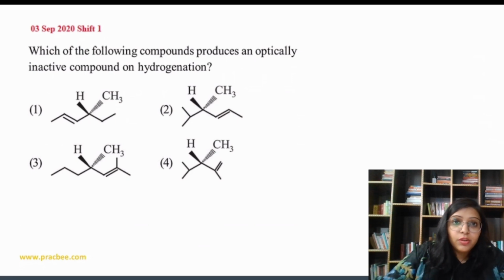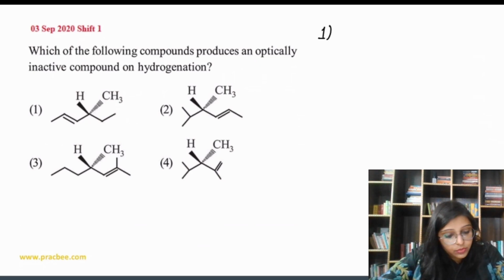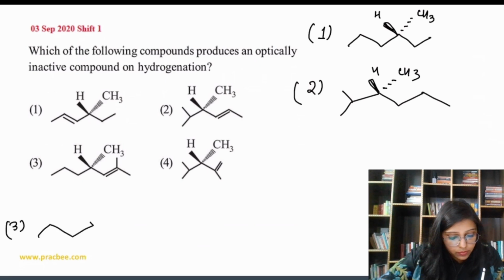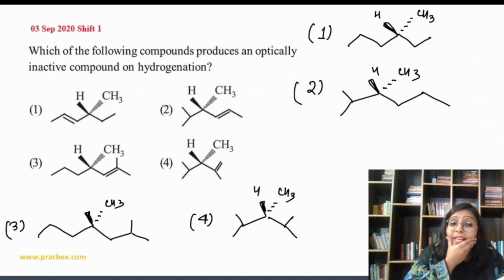Which of the following compounds produces an optically inactive compound on hydrogenation? So see, hydrogenation. If you do the hydrogenation of the first one, you get this. Hydrogen here, CH3 here. If you do hydrogenation of the second one, you get this one. If you do hydrogenation of the third one, you get this one. Across the double bond, you have to add hydrogen. And if you do the hydrogenation of the fourth one, you get this one. So the question says optically inactive.